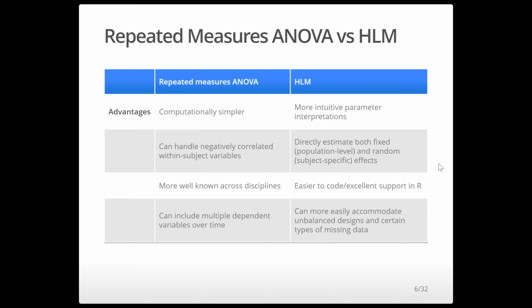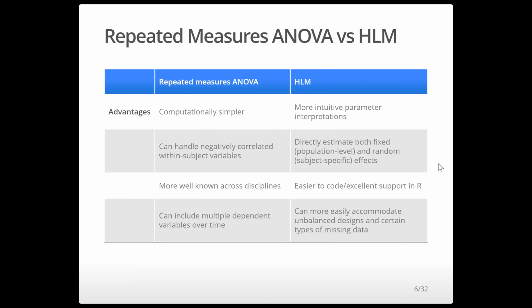On the other hand, HLM has more intuitive parameter interpretations. You don't need to do lots of different steps to sort of interpret your results. You can directly estimate what are called fixed and random effects. So fixed effects would be like population level effects. So these are parameters that apply to the population at large. And then random effects are specific to the individual subject. So random effects would be like effects that are specific to the specific participants. HLM is much easier to code, in my opinion, especially in R, and has excellent support in R with the LME4 package and some others, but mainly LME4. It's a wonderful package. In some ways, I feel like it should almost be included in base R at this point, but it's one of those top tier packages.